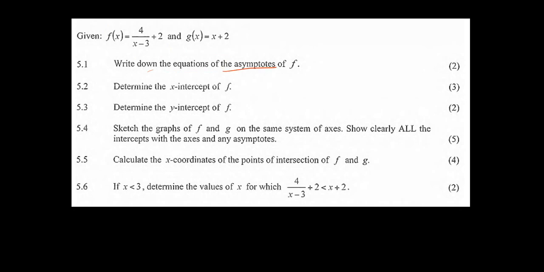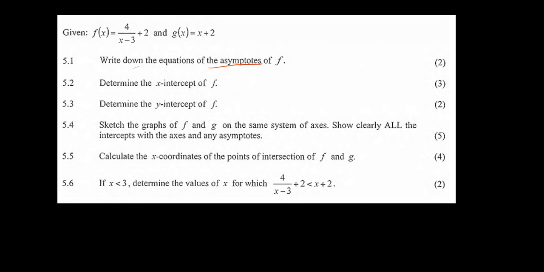So remember, the asymptotes, we have two of them for a hyperbola. We have one asymptote for exponential. The rest of the other graphs, such as a linear, such as parabola, they don't have asymptotes, right? So we have two asymptotes, which is horizontal and vertical.